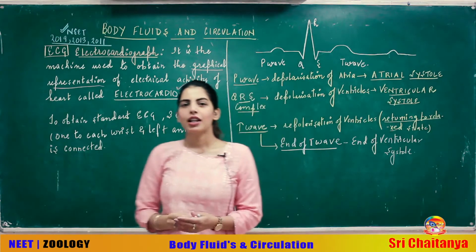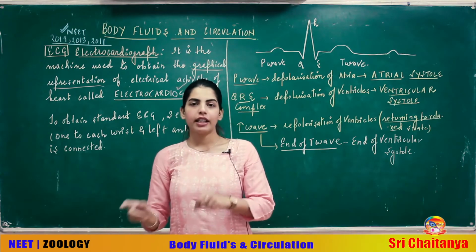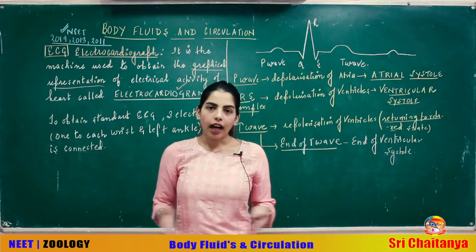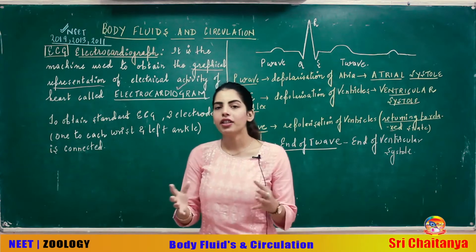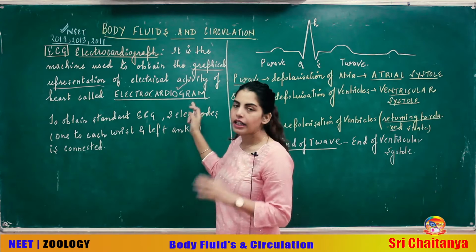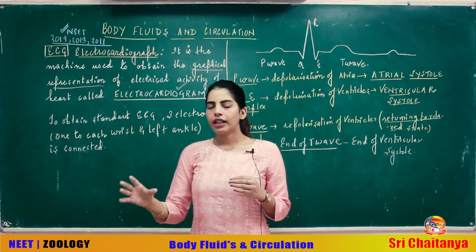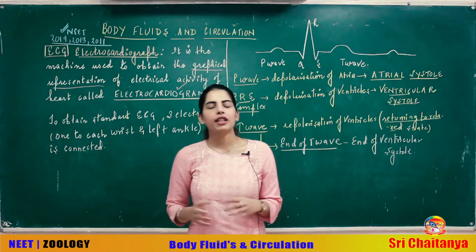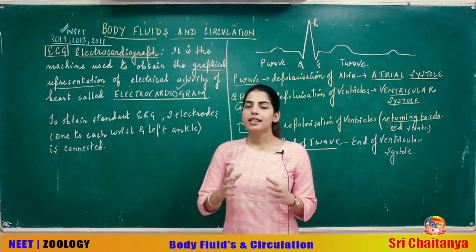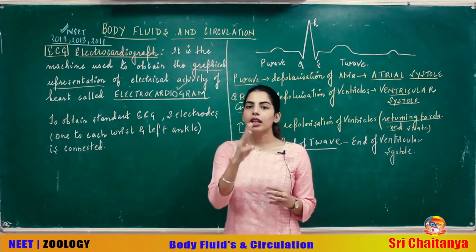So students, the term which has graph, electrocardiograph, is the machine, and the graph that you obtain after this is the electrocardiogram. Alright, now to obtain the standard ECG exactly as given in your NCERT, how many electrodes do you need? The answer is you need 3 electrodes.